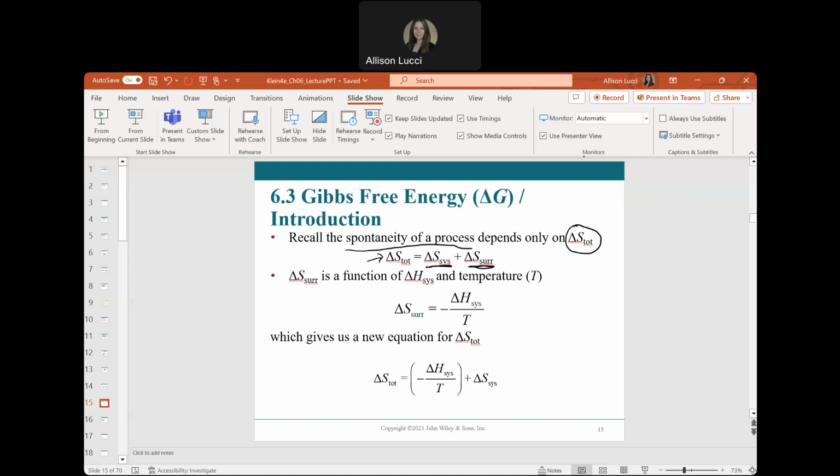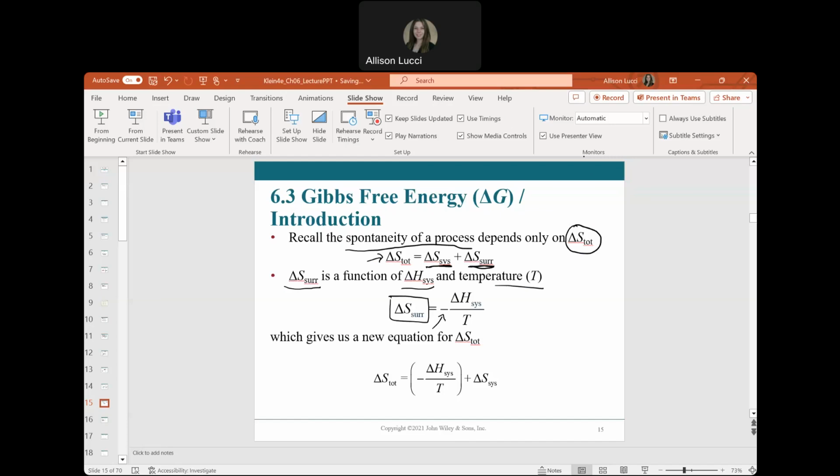So when we look at our surroundings, the change in entropy of our surroundings, we can equate this to the enthalpy change of a system and the temperature in Kelvin that it's measured at. The delta S of the surroundings, we can say that they are equal to the enthalpy change of the system divided by the temperature in Kelvin, but the inverse of that, right? So the opposite of that. So we put a negative up front.